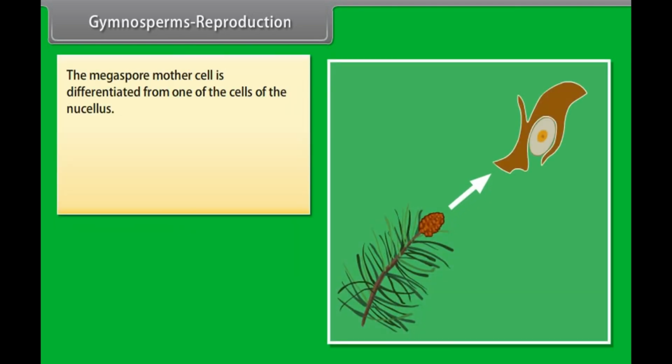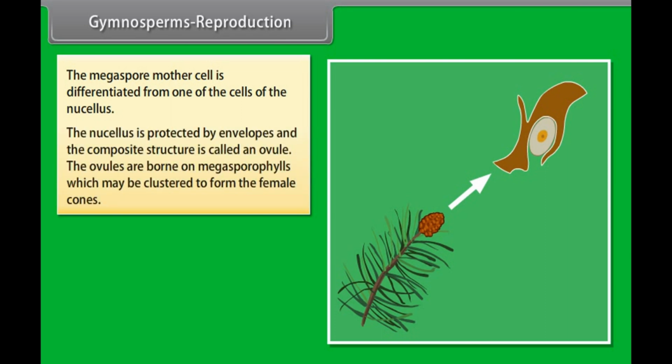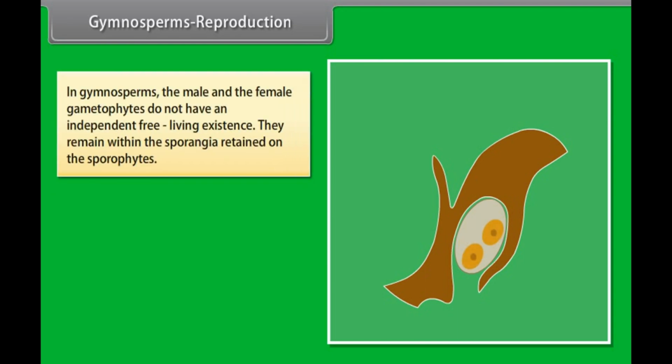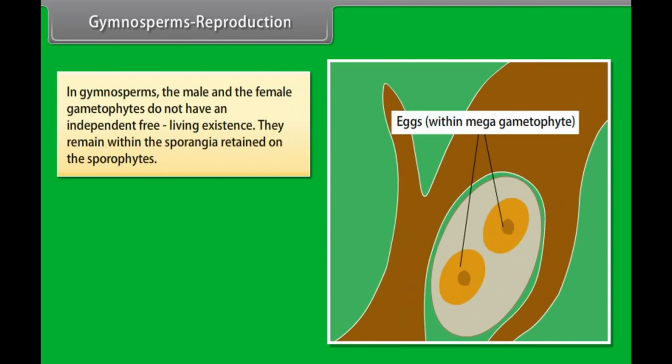Gymnosperms. Reproduction. The megaspore mother cell is differentiated from one of the cells of the nucellus. The nucellus is protected by envelopes, and the composite structure is called an ovule. The ovules are borne on megasporophylls, which may be clustered to form the female cones. The megaspore mother cell divides meiotically to form 4 megaspores. One of the megaspores develops into a multicellular female gametophyte that bears 2 or more archegonia, or female sex organs. In gymnosperms, the male and the female gametophytes do not have an independent free-living existence. They remain within the sporangia retained on the sporophytes.